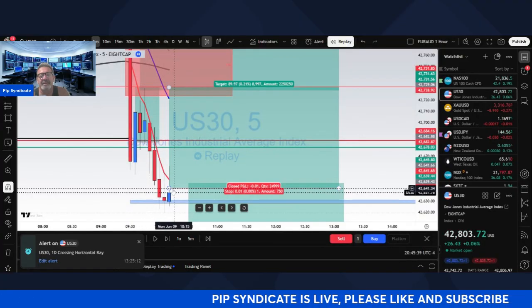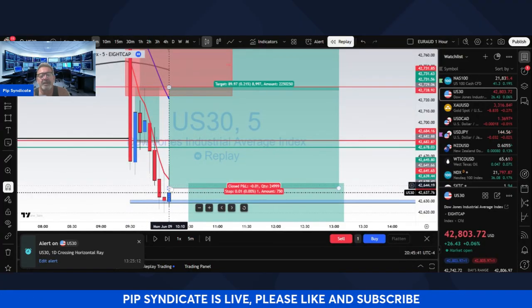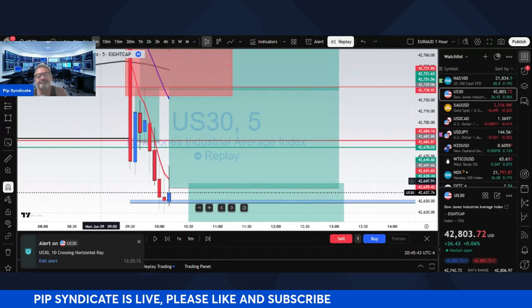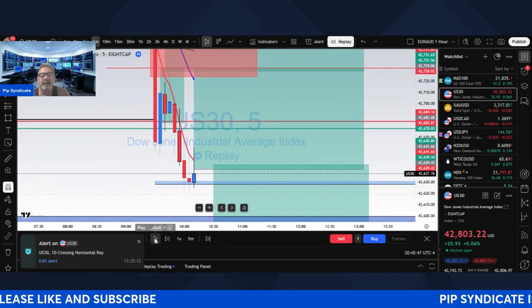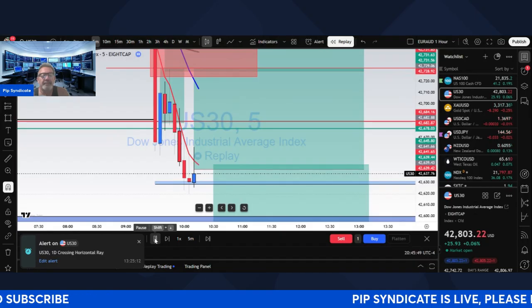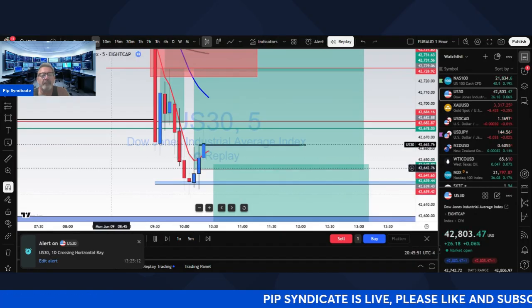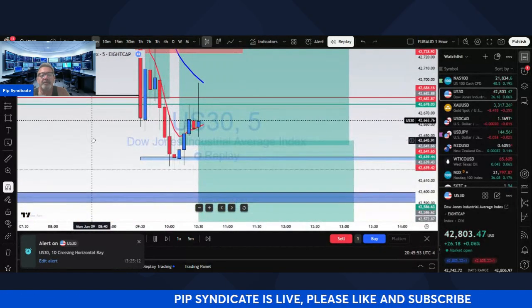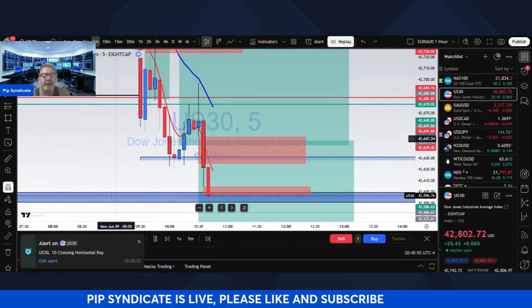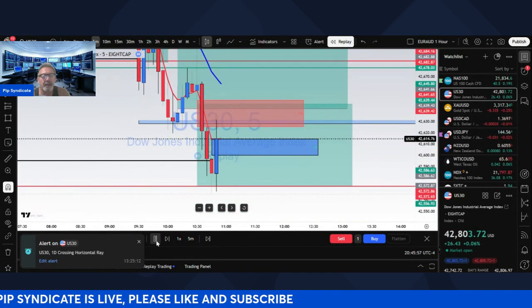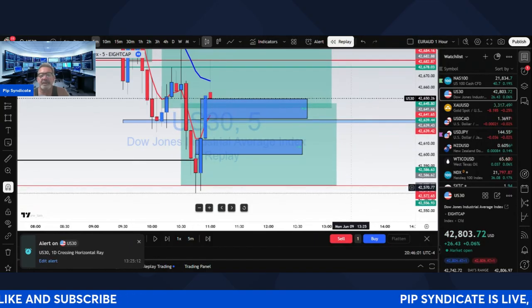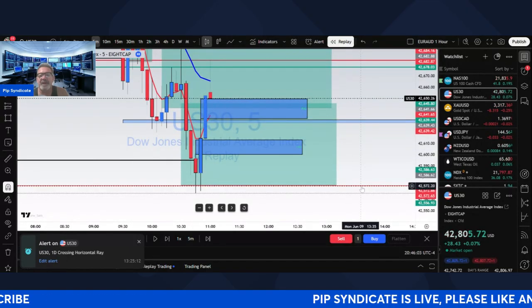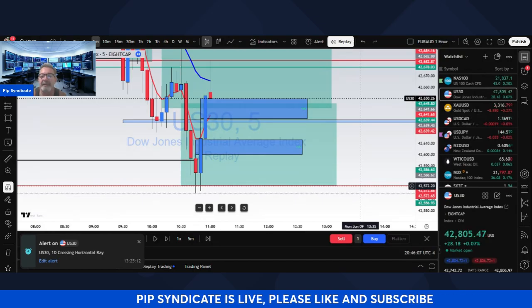I had another level here, so I entered right around here. Let me play the thing. Let's see what happened. Okay, we went into profit a little bit, and then it went against us. You can see it went against us. Now down here, I had this mark. This is kind of what the end goal was for me, because this is like low of day.